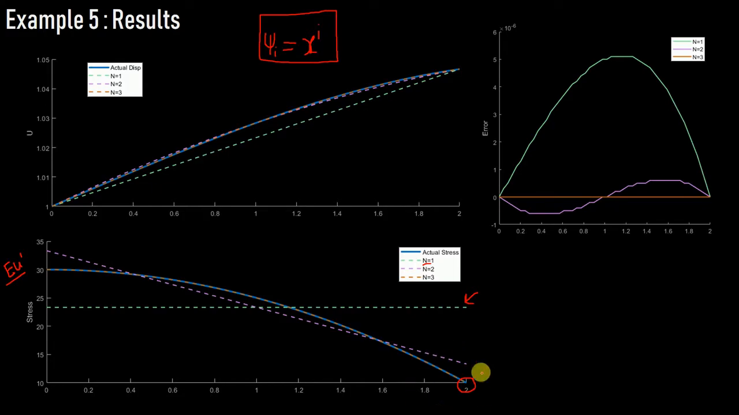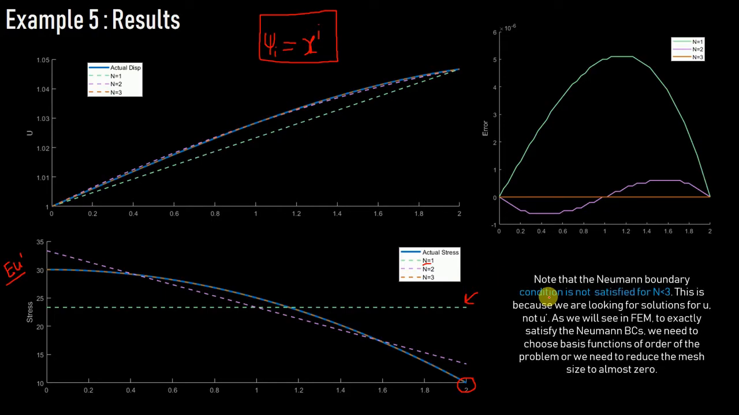At n equals 3, we get the exact solution for both the stresses and the displacement. So this is the drawback of the weak form: if you are searching for the solution in a lower dimension, or in FEM if the mesh size is too large, you might not be able to satisfy the Neumann boundary condition exactly. This is one of the important facts about weak forms.